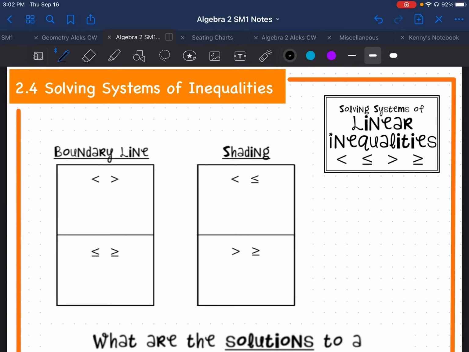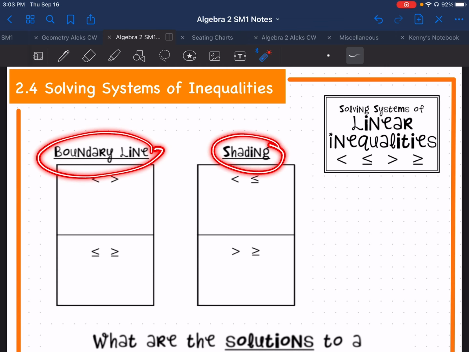Today's lesson is 2.4, Solving Systems of Inequalities. Today we're going to talk about how to solve linear systems of inequalities. These are the four inequalities that we are going to see. And let's go ahead and start talking about our boundary lines and our shading.